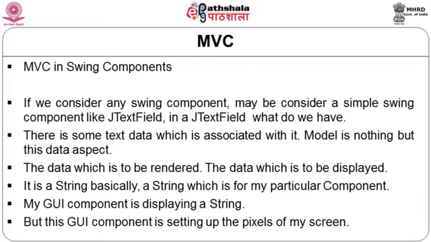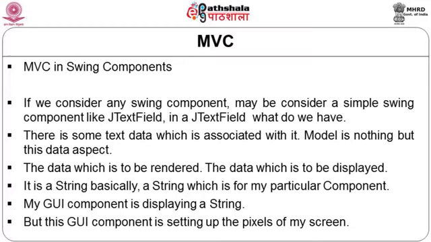If we consider a simple Swing component like JTextField, a UI component which has a text field, what do we have? There is some text. That is the data which is associated with it. Model is nothing but this data aspect, the data which is to be rendered, the data which is to be displayed. It is basically a string value for my particular component.